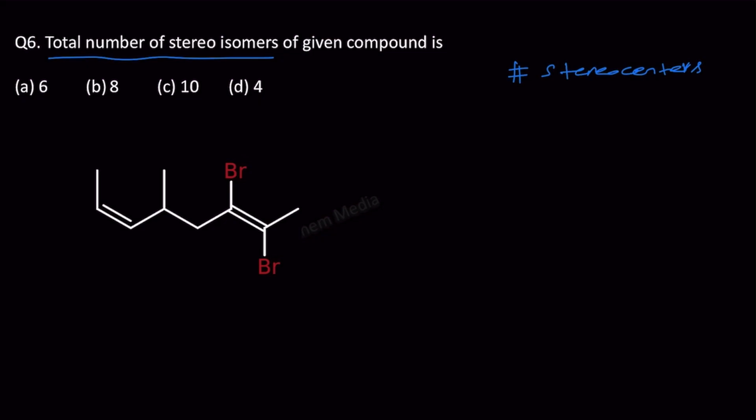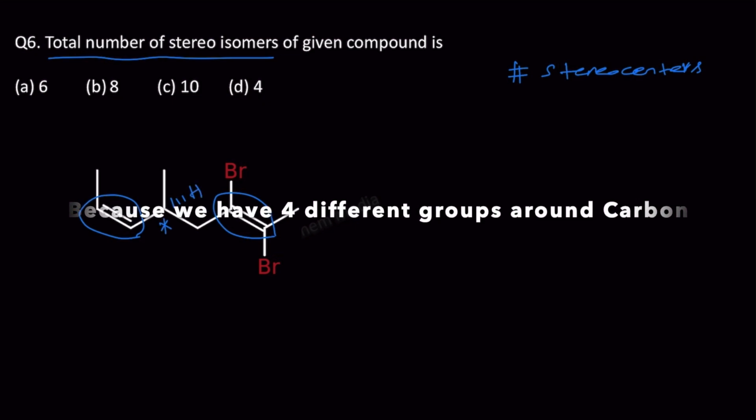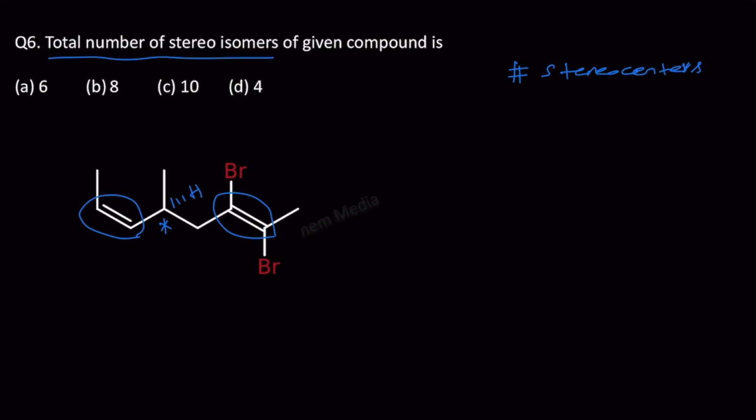So we have two double bonds here. Both of them can exhibit geometrical isomerism. Therefore, stereocenters due to double bonds is 2, and also we have a chiral center here, because that carbon is connected to a methyl group, a methylene unit, this entire unit, and a hidden hydrogen, and therefore this is a chiral center. So the total number of stereocenters in this case is equal to 3.